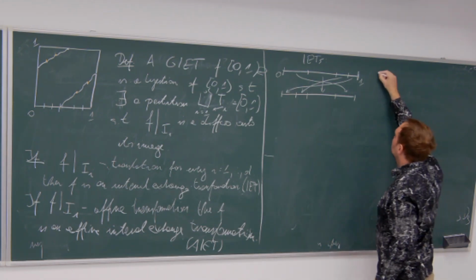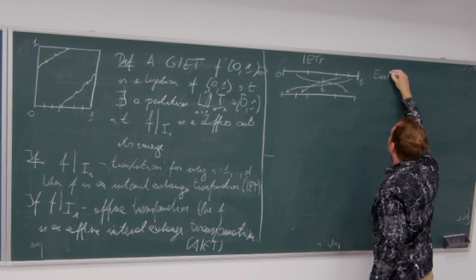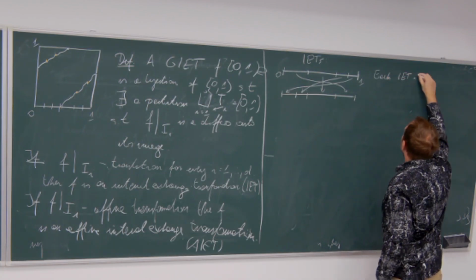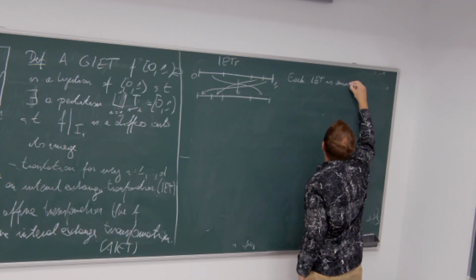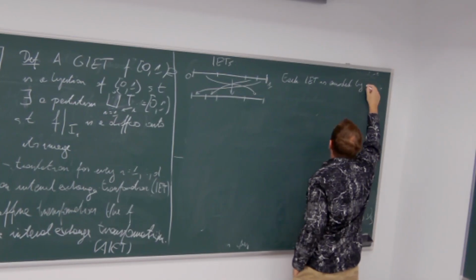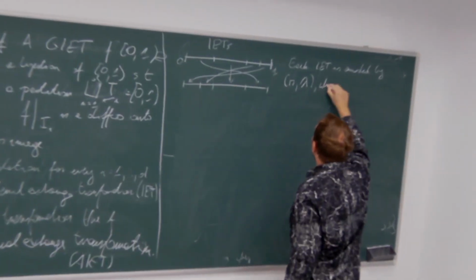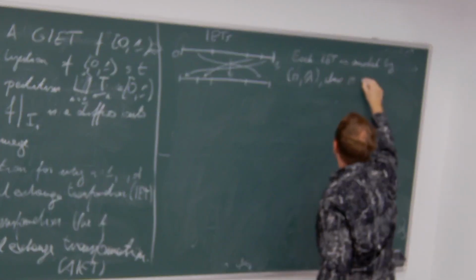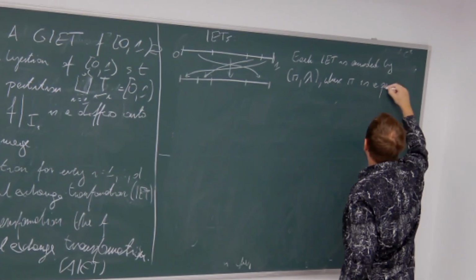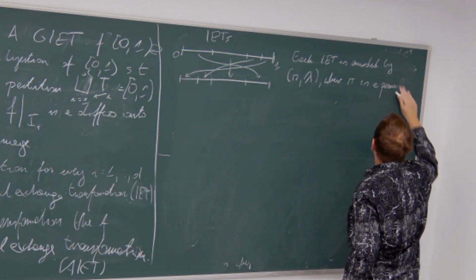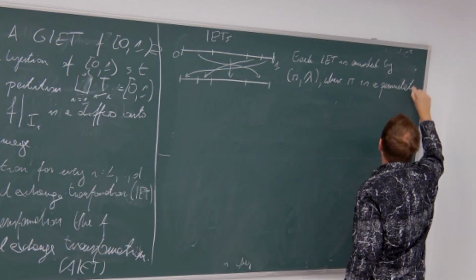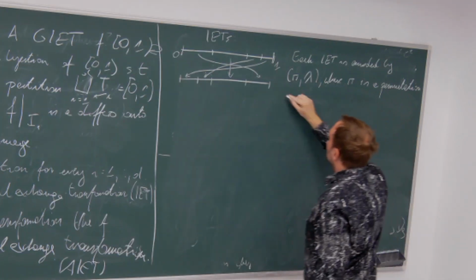So each IET is encoded by a pair (pi, lambda), where pi is a permutation of the elements.